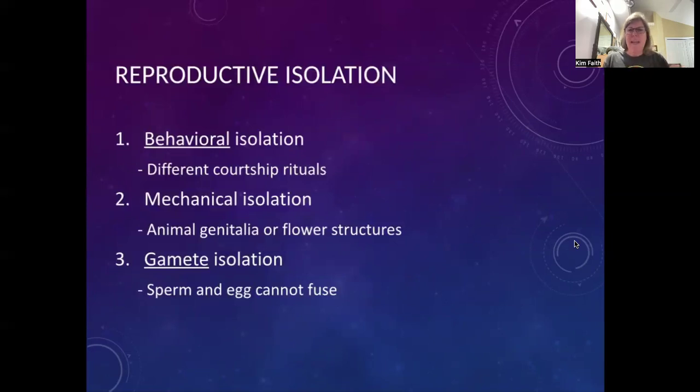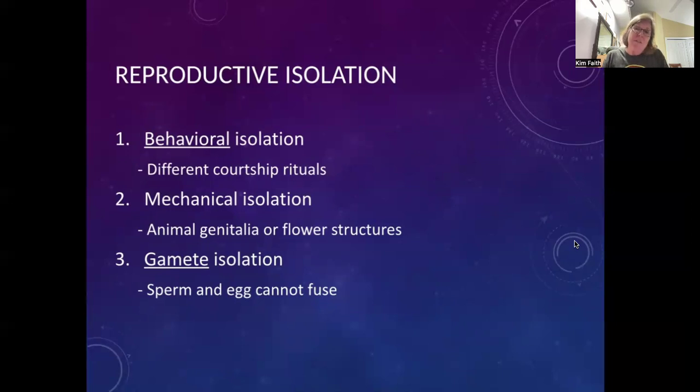And then I talked about mechanical isolation a little bit. It could be the animal genitalia. Let me think about it. How in the world would a Chihuahua be able to mate with a Great Dane? Okay, it's not going to walk around with a portable ladder. So there are differences there that may prevent the sperm from being able to be deposited into the female.